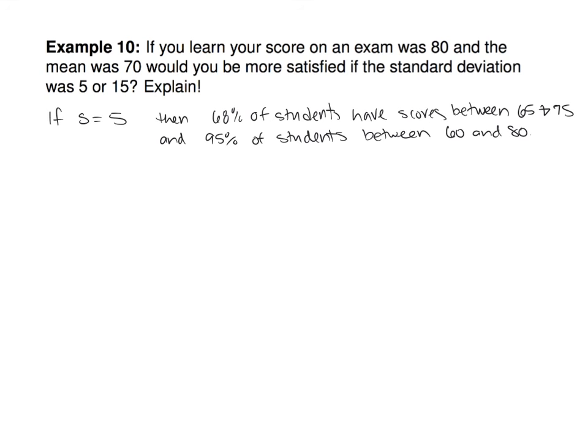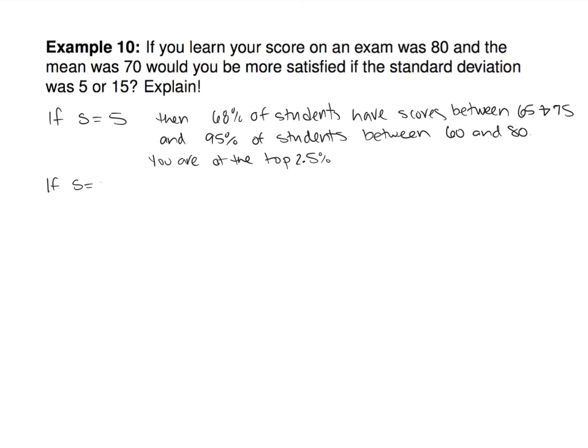So if you scored an 80, you are at the top 5%, 2.5%. So only 2.5% of people scored above you.